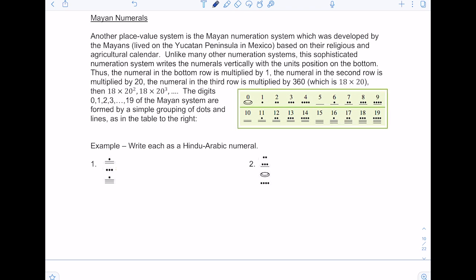They write their numerals vertically with the units position on the bottom, as you can see here. So that would be the units or the ones. And then the numeral in the second row is multiplied by 20. And then the numeral in the third row is multiplied by 360, which is actually 18 times 20. And then it would be 18 times 20 to the second, 18 times 20 to the third, and so on. Okay, the digits are 0 through 19. And they are formed by a simple grouping of dots and lines as shown in the table.